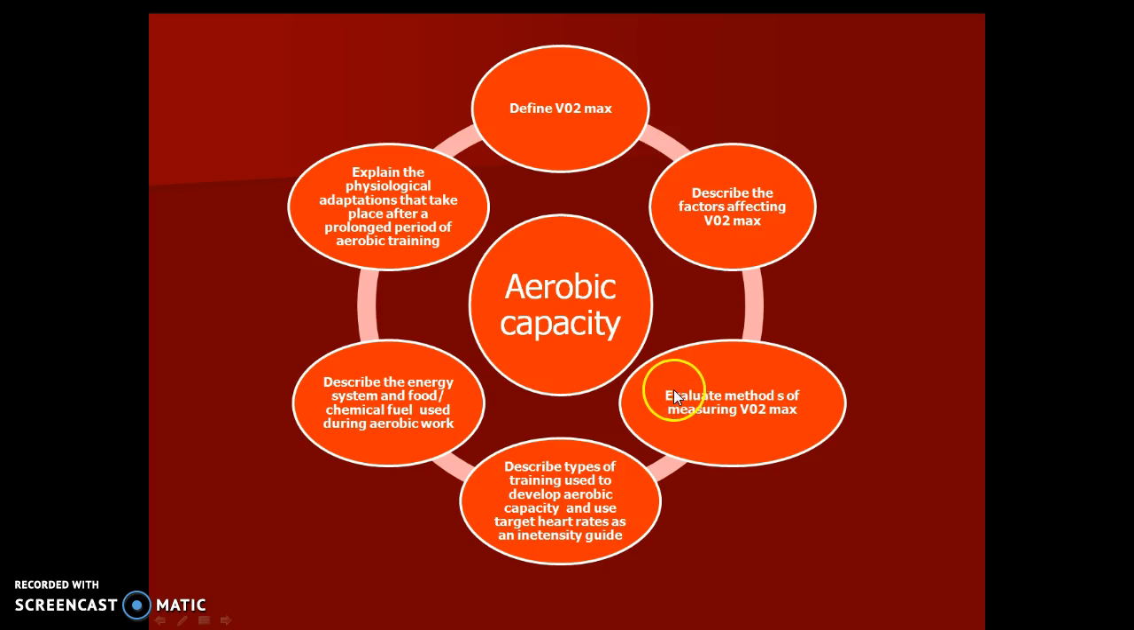So what we're on at the moment then, we've looked at our energy systems and recovery. Our next focus is to look at the different systems and different training types. So we're going to look at aerobic capacity, we're going to look at strength, and we're going to look at flexibility. So your first key area is aerobic capacity.